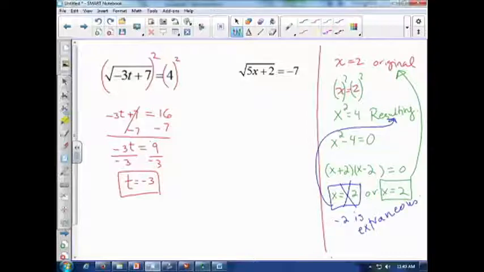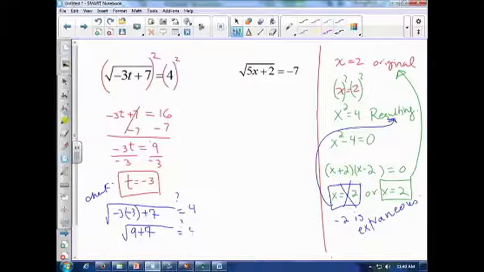So here we need to check negative 3. Negative 3 times negative 3, that's negative 3t plus 7 under the square root. Does that equal 4? Negative 3 times negative 3 is 9, plus 7. Does that equal 4? The square root of 9 plus 7 is the square root of 16. Does that equal 4? And yes, it does. So that checks. So that is the solution.